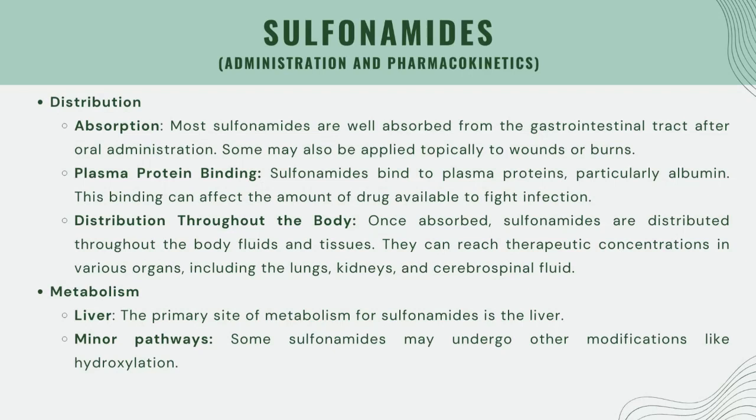Plasma protein binding. Sulfonamides bind to plasma proteins, particularly albumin. This binding can affect the amount of drug available to fight infection. Distribution throughout the body. Once absorbed, sulfonamides are distributed throughout the body fluids and tissues. They can reach therapeutic concentrations in various organs, including the lungs, kidney, and cerebrospinal fluid. Metabolism. The primary site of metabolism for sulfonamides is the liver. Minor pathways. Some sulfonamides may undergo other modifications like hydroxylation.